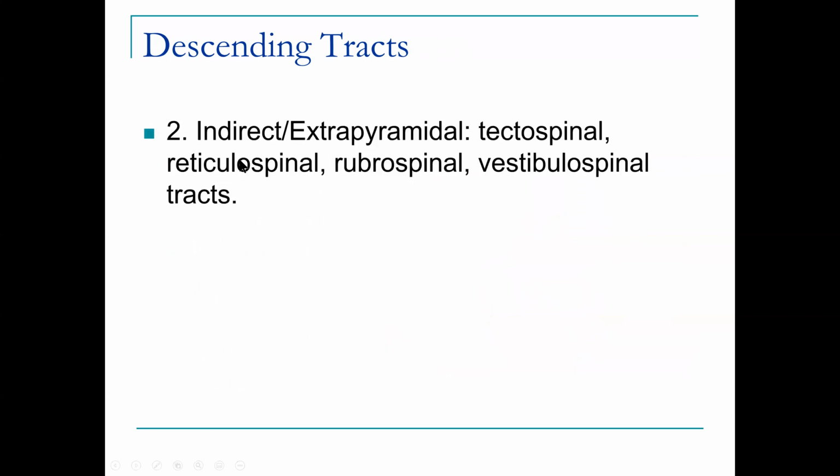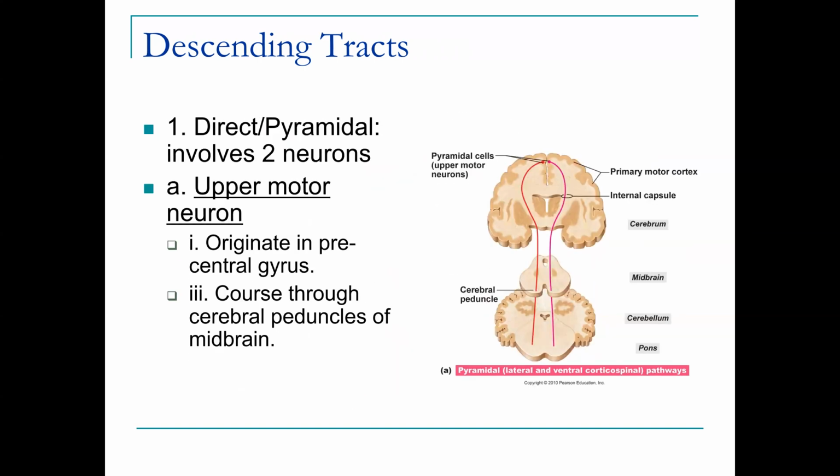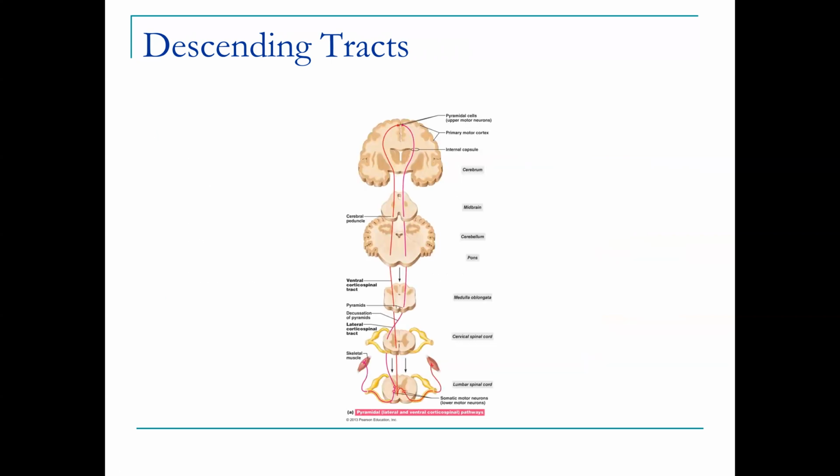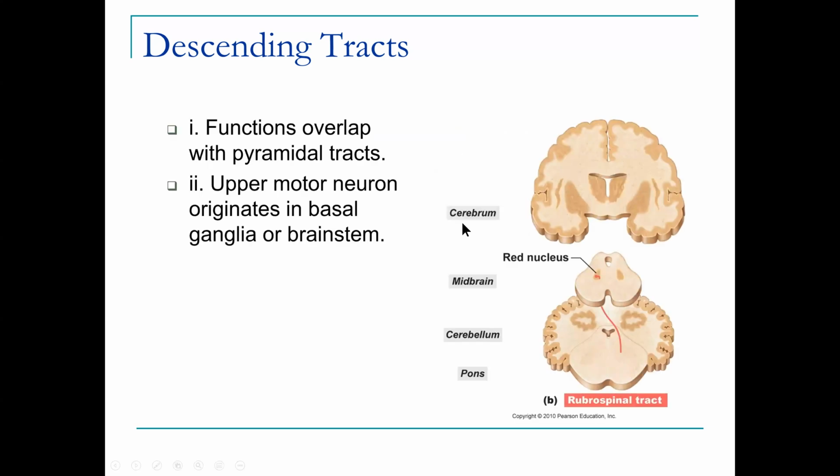And then the other one is called the indirect. This one was called the direct pyramidal, and we had an upper motor neuron and a lower motor neuron. This is the indirect extrapyramidal. It's made up of a bunch of tracks. I'm not going to ask you the bunch of tracks. I might say indirect and direct, pyramidal and extrapyramidal. It overlaps with the pyramidal tract. The upper motor neuron originates in the basal ganglia or the brainstem, as opposed to the pyramidal tract, which originated in the precentral gyrus.